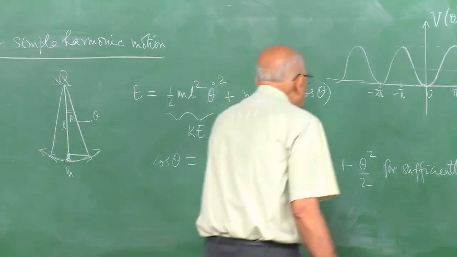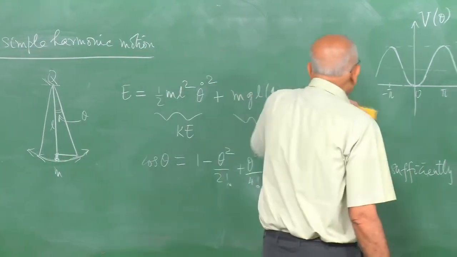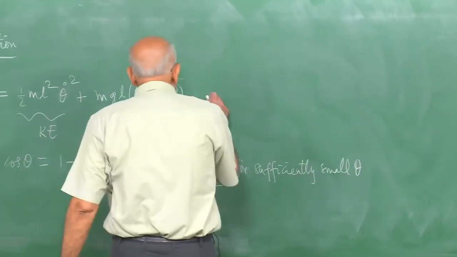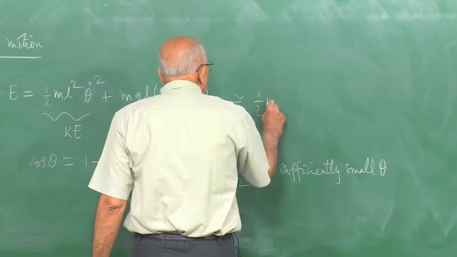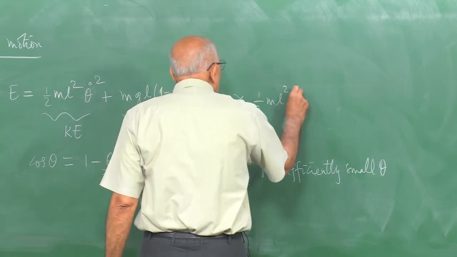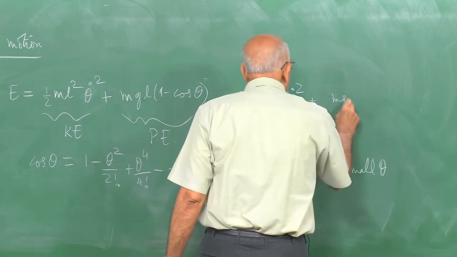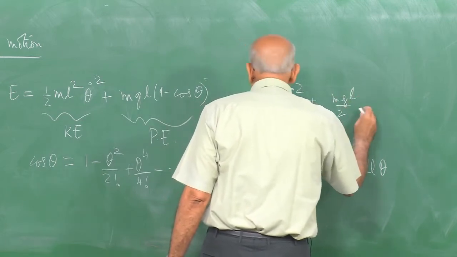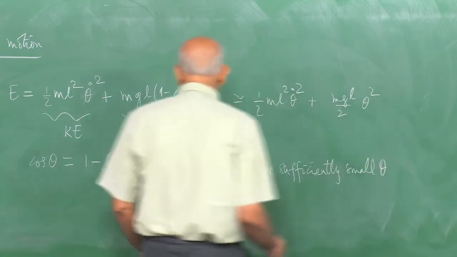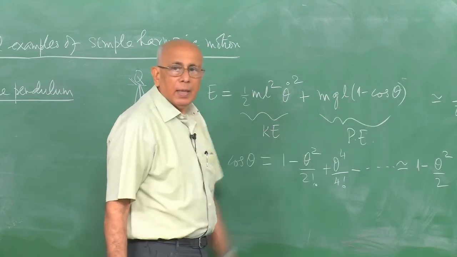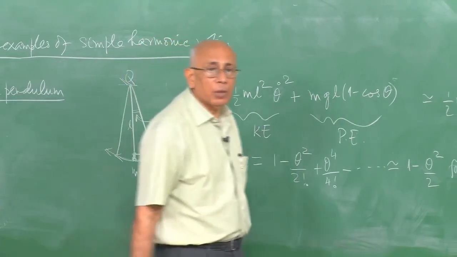Then in that case, for small oscillations, small amplitude oscillations, this thing becomes equal to 1/2 ml squared theta dot squared plus mgl over 2 theta squared. The 1 cancels out and then you have theta squared over 2 and that is it here. And this is now in the form of simple harmonic motion.